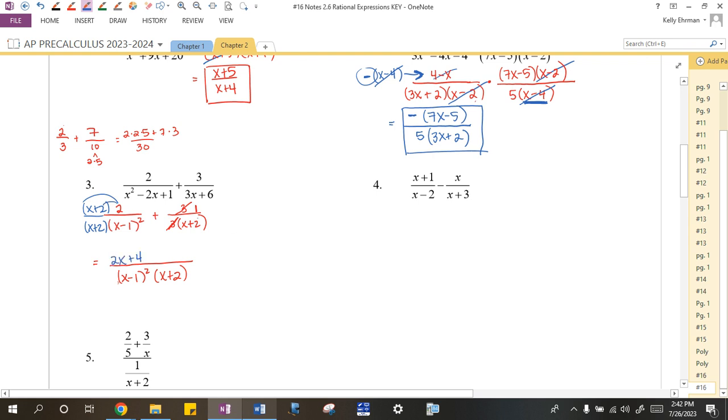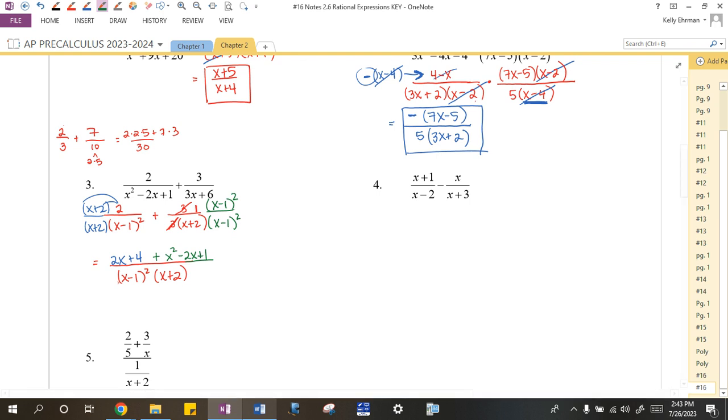And then this denominator, x plus 2, was missing the x minus 1 squared, so we're going to have to multiply that into the top and the bottom. So plus 1 times x minus 1 squared, that's just going to be x squared minus 2x plus 1. All right. Now, why did I distribute in the numerator?